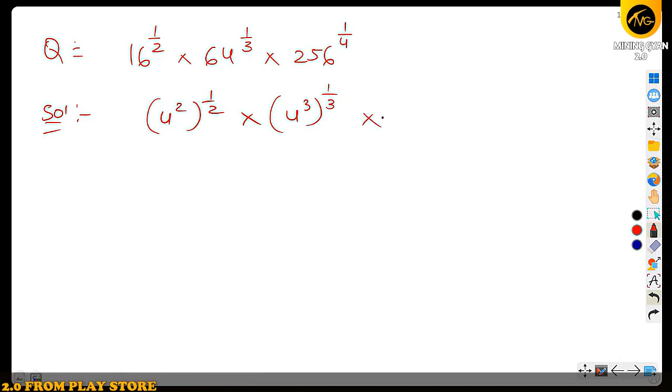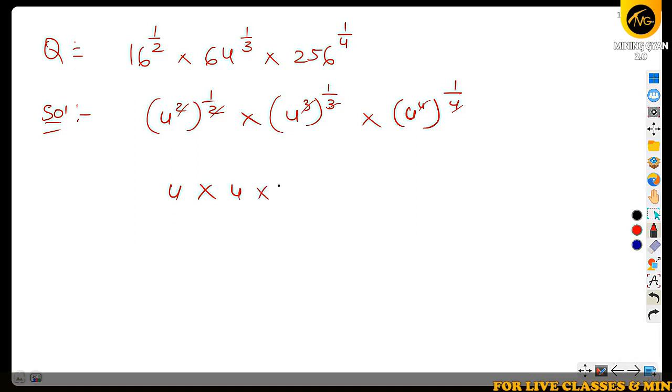Now 256 is 4 power 4, whole power 1 divided by 4. Now 2 and 2 cancel, 3 and 3 cancel, 4 and 4 cancel. So simply 4 into 4 into again 4, that means 64. 64 is the answer.